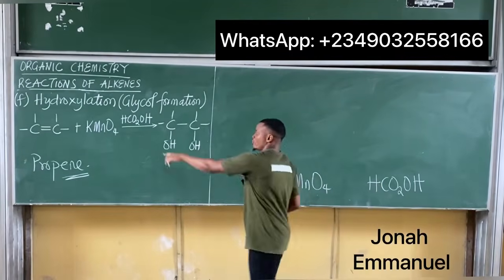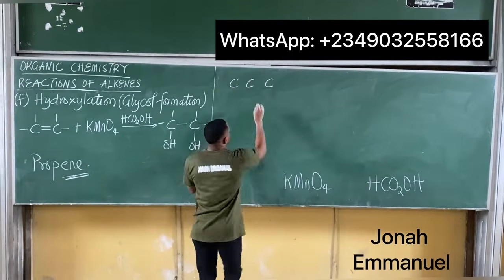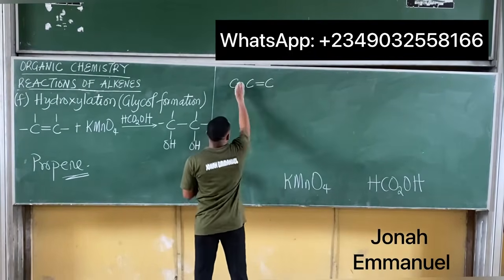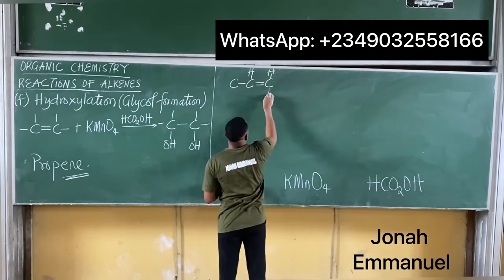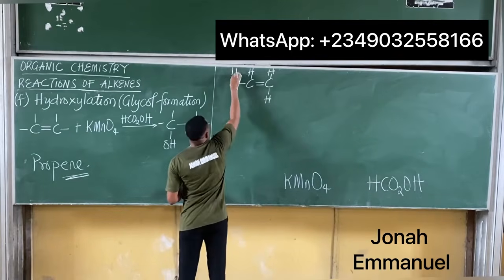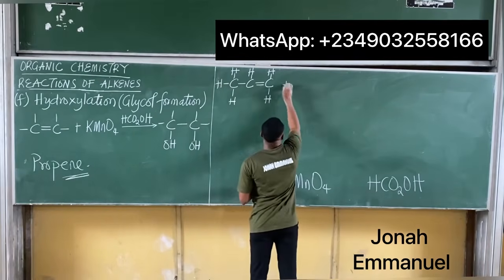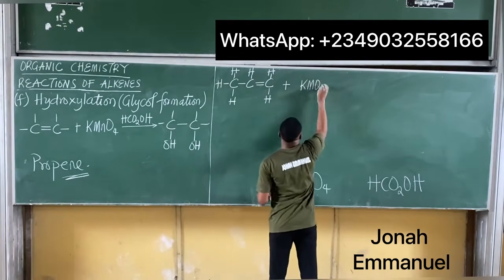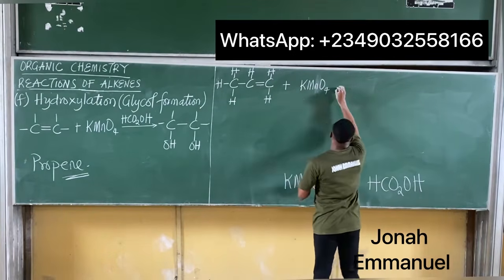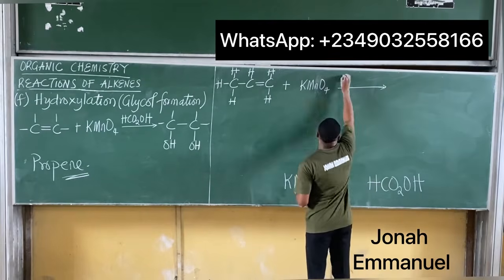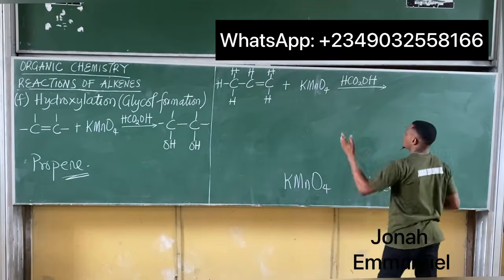So for propene, 3 carbons, 1, 2, 3. Put the double bond here, and balance it up with hydrogens, 1, 2, 3, and 4. Combine this with potassium permanganate, under the influence of performic acid, to give you a diol.